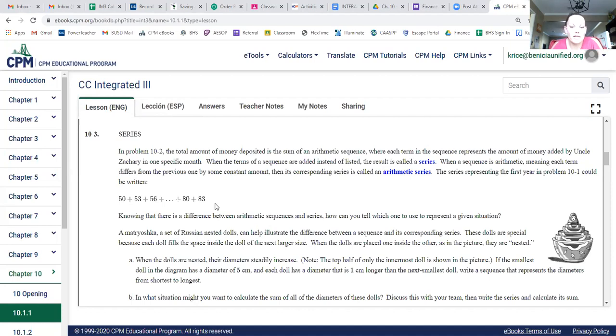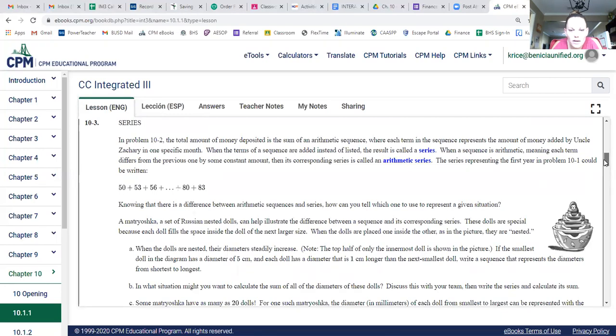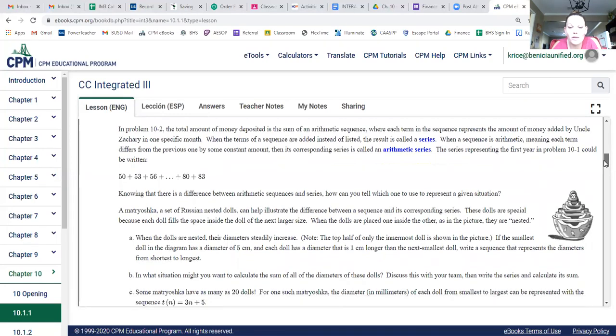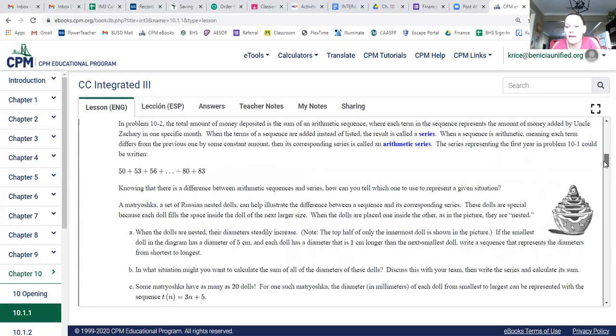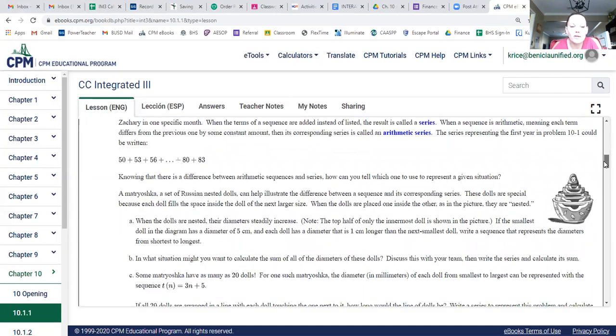So knowing that there's a difference between an arithmetic sequence and a series, how can you tell which one to use to represent a given situation? So we have these nested dolls here that can help illustrate the difference between a sequence and a series. The dolls are special because each doll fills the space inside of the doll of the next larger size. When one is placed inside the other, they are nested. So it looks kind of like that.